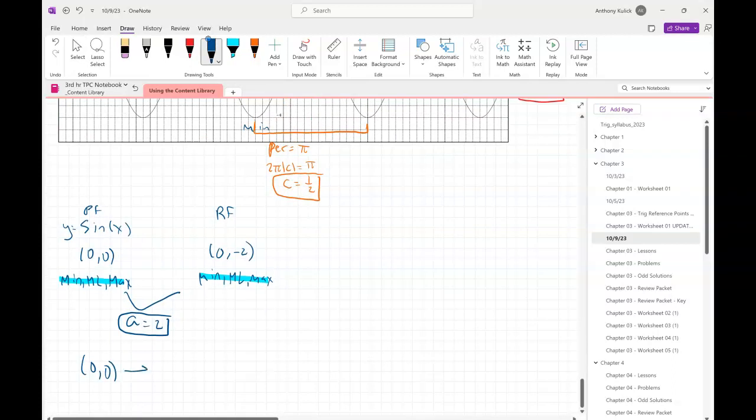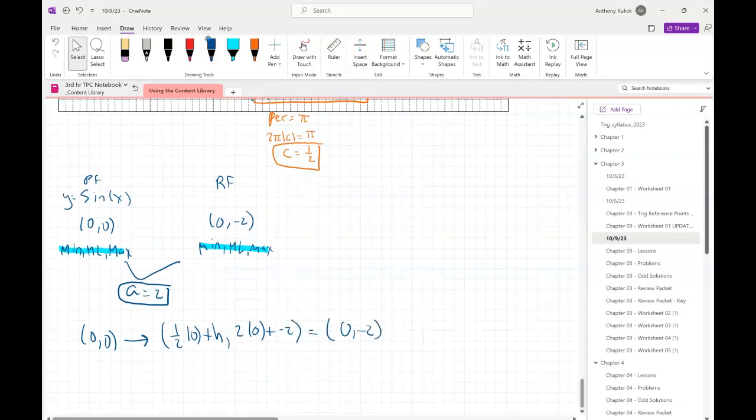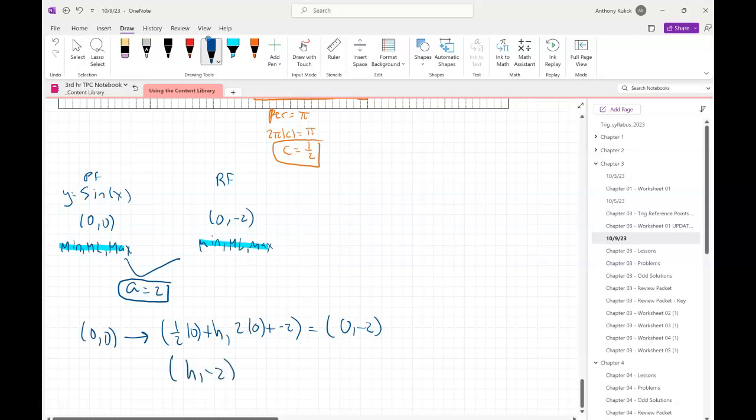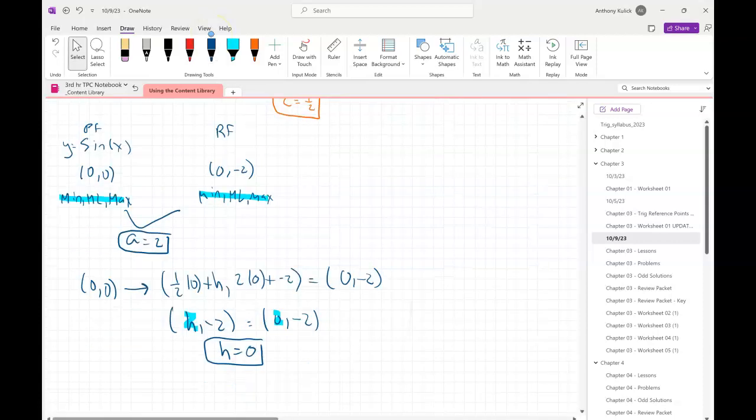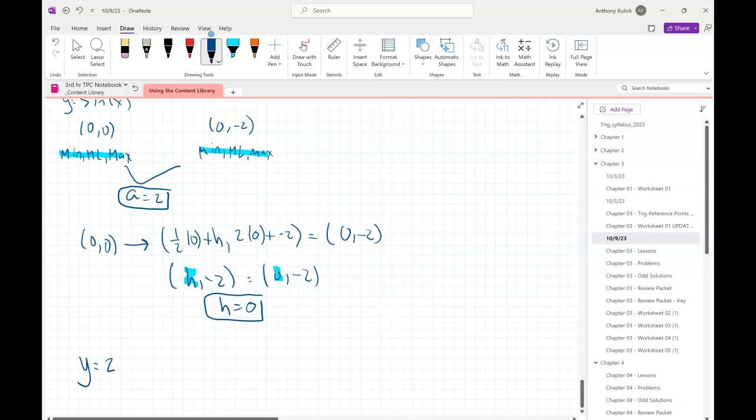And then I'm just going to do my transformation from 0, 0 to 0, -2. So I do c times x plus h, which we don't know yet, comma a times y plus k. And that should give me the point 0, -2. So when I simplify down, that's just h comma -2. So what is h got to be? 0. And that's all she wrote. So just put it all together now.